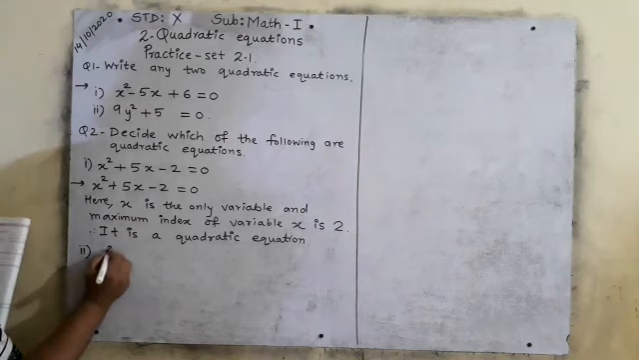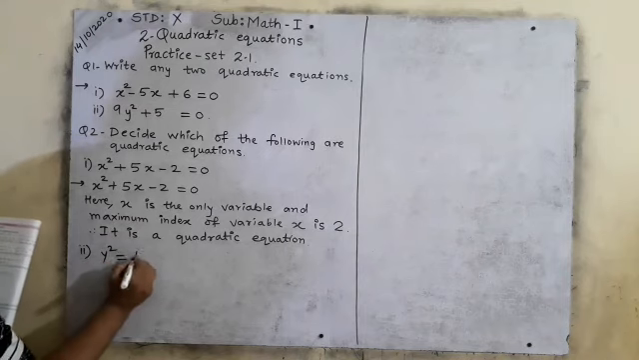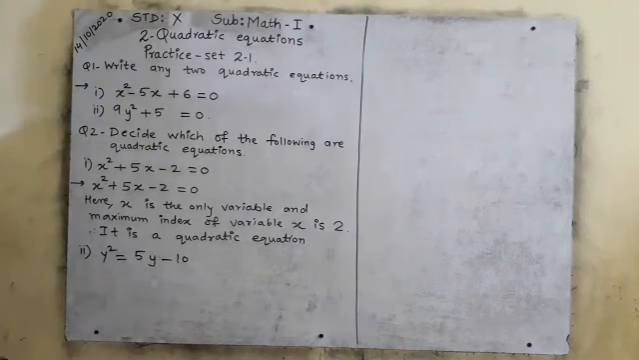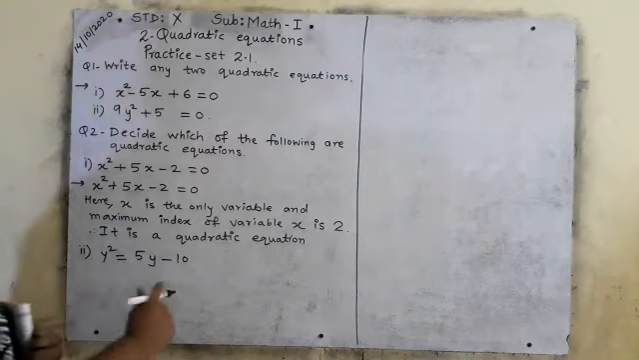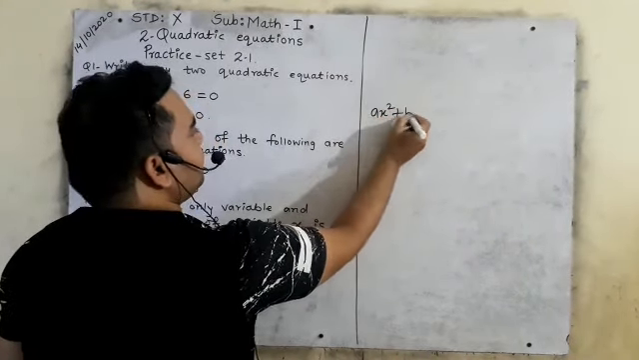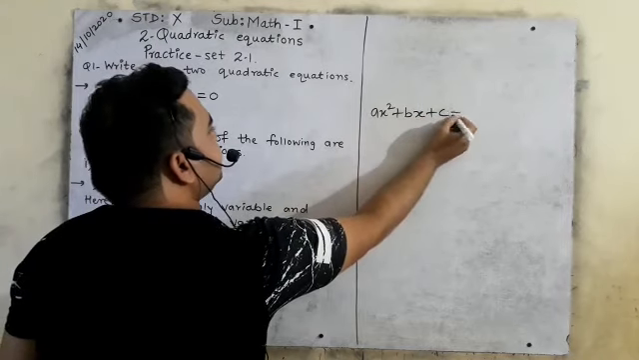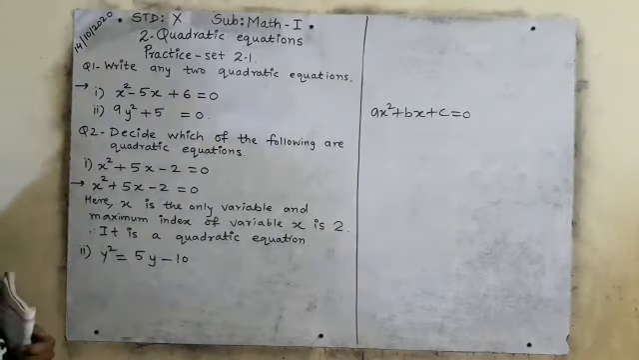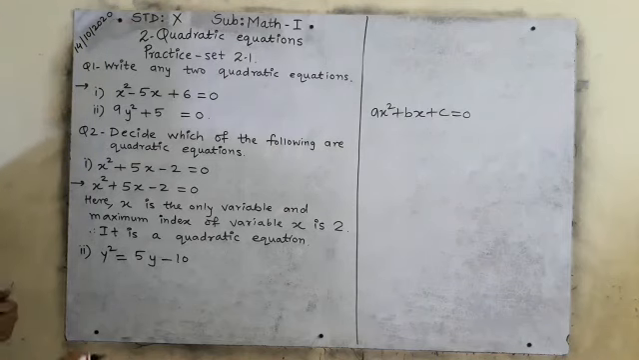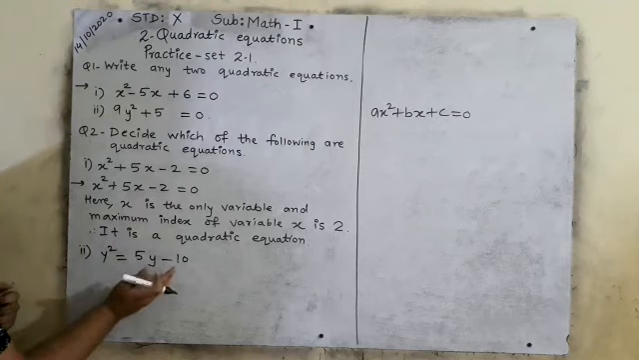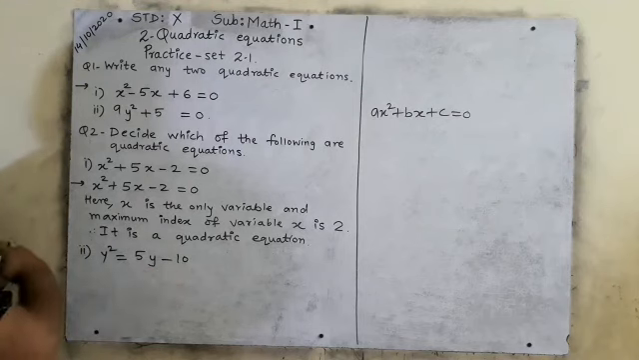See here, y square is equals to 5y minus 10. So my dear students, is this a standard form? What is the standard form? Just tell me. ax square plus bx plus c is equals to 0. This is the standard form of a quadratic equation. So it means these two numbers should come to the left hand side.